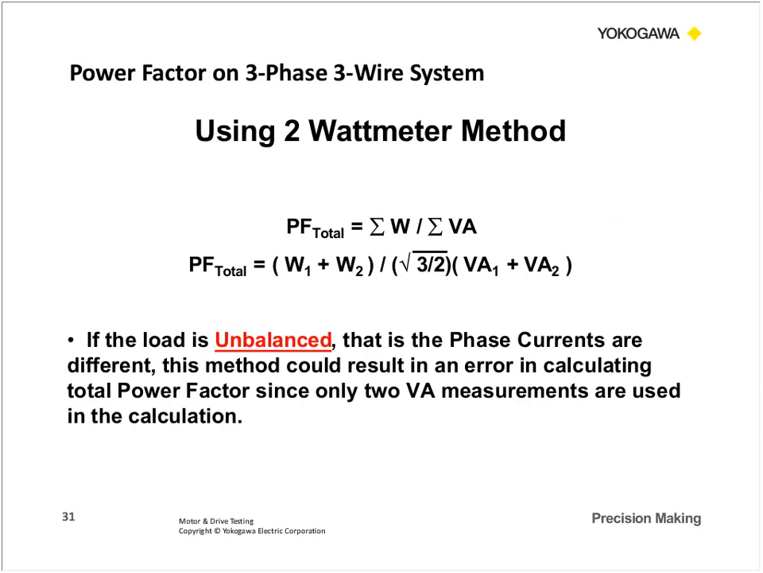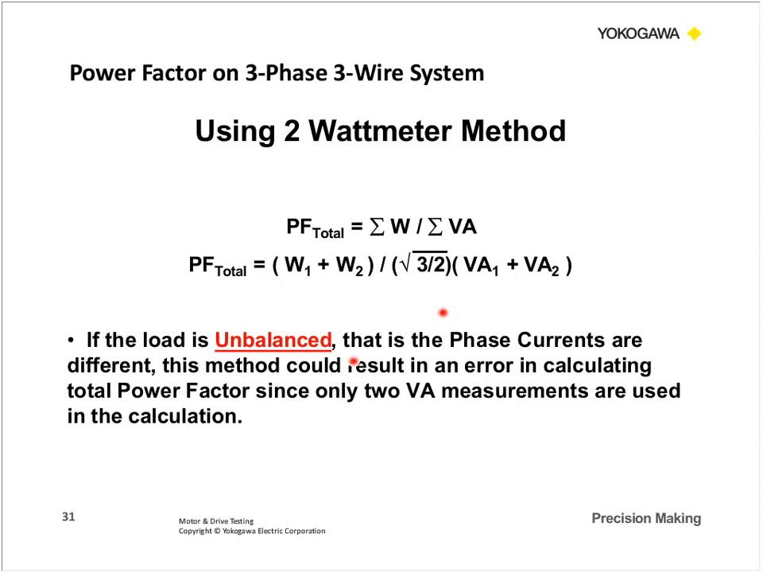But now if we go back to the 2-wattmeter method, power factor is the total watts divided by the total VA. So the 2-wattmeter method is just wattmeter 1 plus wattmeter 2. And the VA is the VA1 plus VA2 times square root of 3 divided by 2. Square root of 3 because it's a line-to-line voltage measurement, and divide by 2 to get the average of the 2 VA readings.